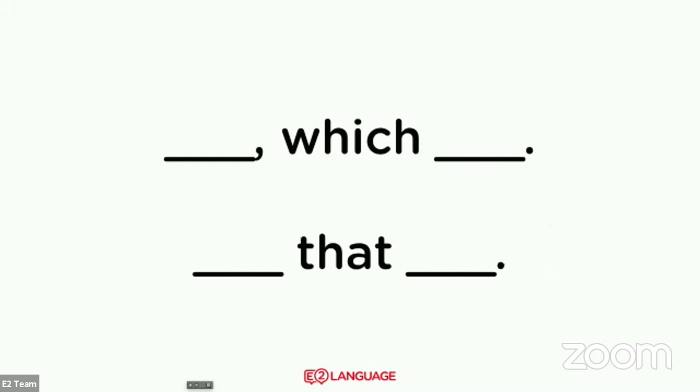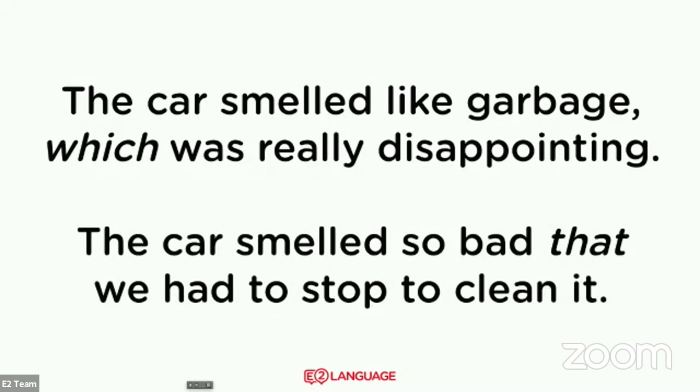Or you can use these types of sentences to create complex sentences which you need. Sentences with which or that. For example, the car smelled like garbage, which was really disappointing. That's a complex sentence. The car smelled so bad that we had to stop to clean it. You need to include sentences with this level of complexity in order to boost your grammar score above 4, up to 6, 7, 8, or even 9 if you write beautifully, okay? It's a critical tip, that one. But let's look more broadly at the 6-step method for writing letters.